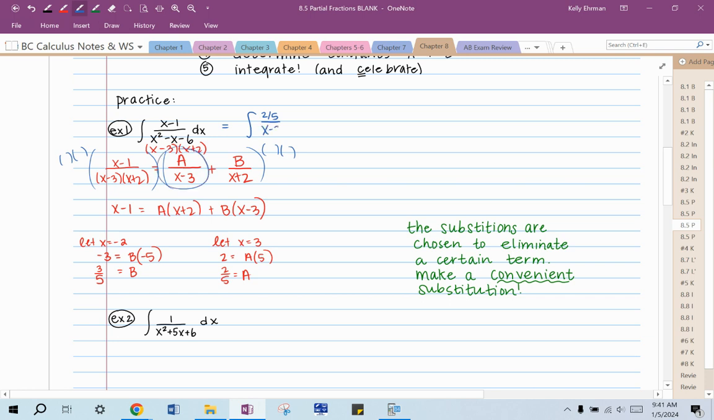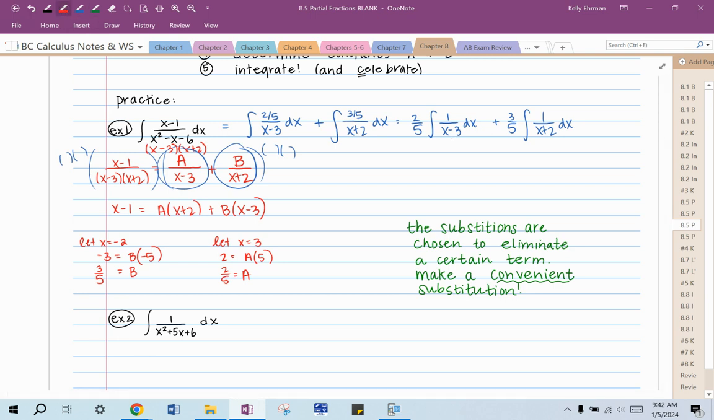x minus 3 dx, plus b was 3/5 over what was b originally, over x plus 2 dx. And it's ugly to have a fraction in a numerator, so let's pull those out in front. 2/5 times the integral of 1 over x minus 3 dx plus 3/5 times the integral of 1 over x plus 2 dx. How do we integrate these?